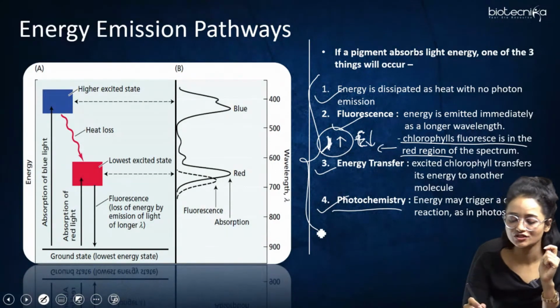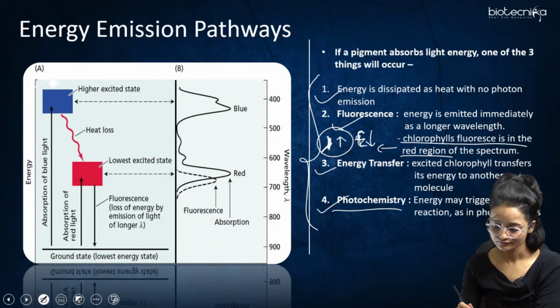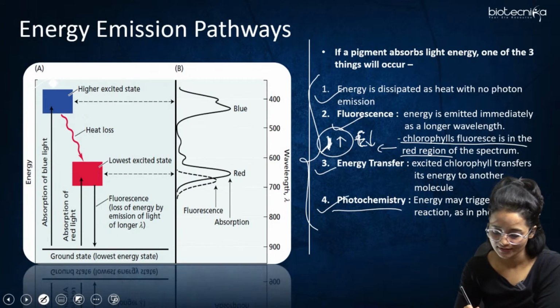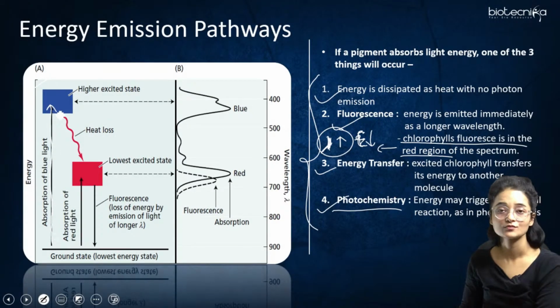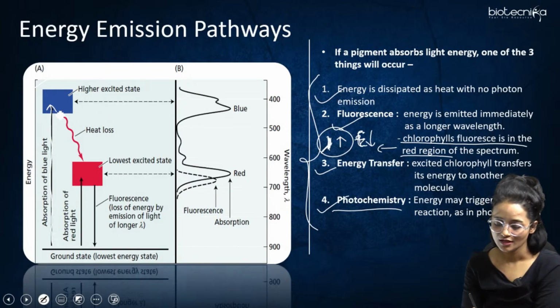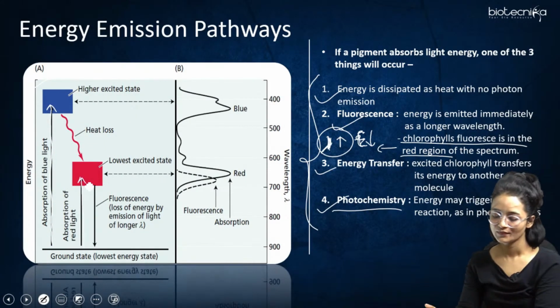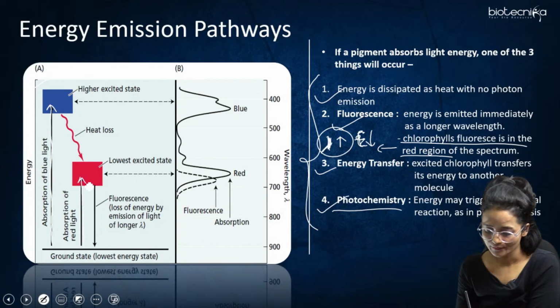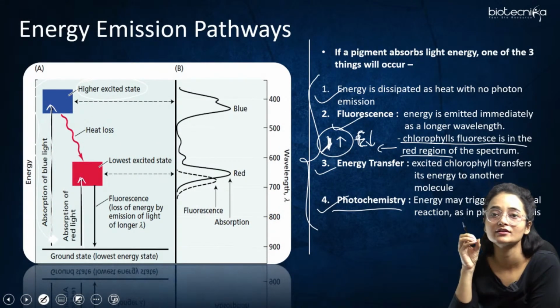Now here the energy level diagram is given. It shows the absorption of blue light. The energy is very high for blue light, right? From here till here, this absorption of blue light is taking place. In case of red light, the energy is low and it has the longer wavelength. From the ground state to the higher excited state, this is the blue region light, where the chlorophylls absorb the blue light.